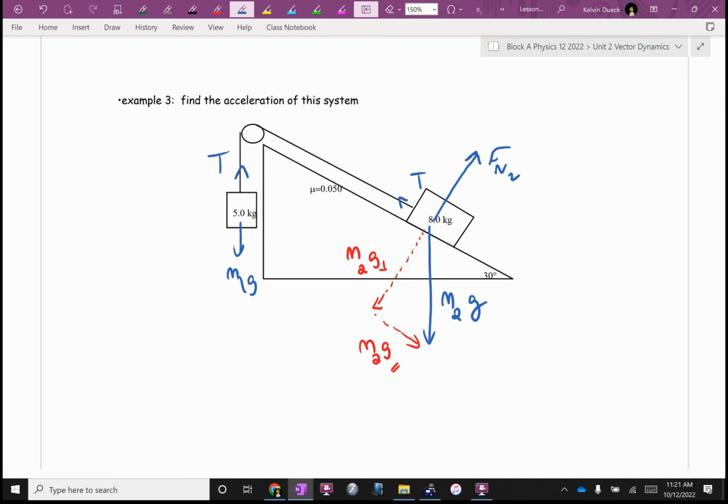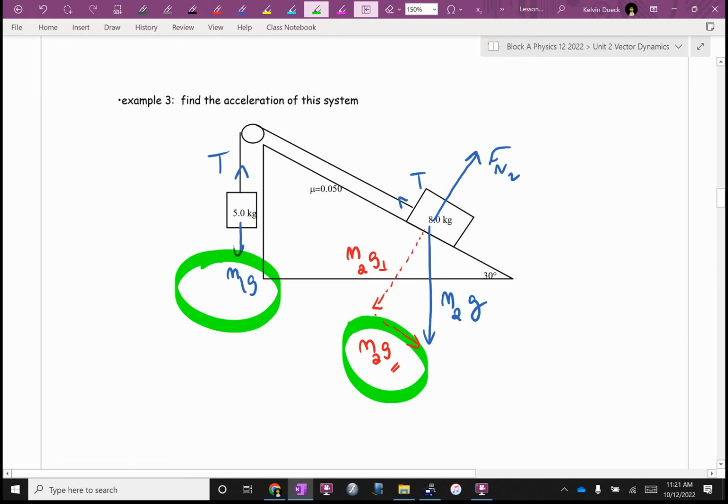Which force am I missing? Loud and proud. Because there is a coefficient of friction. Don't put it in yet because I don't know which way this is sliding. So let's not forget to put in friction. We're going to do that in just a few seconds. But first, what's this tug of war between that bad boy and that bad boy?